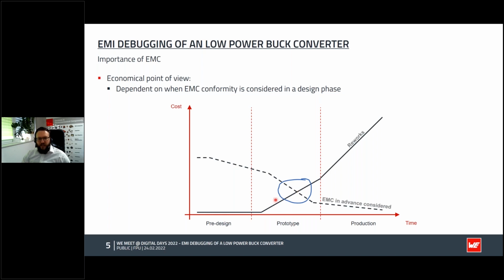But in the end, there will be a crossover point where, in the final production, when EMC is considered in advance, there will be cost savings. Because when you have a complete design, and then you go to the EMC test, and in the end you have to put in filters, common-mode chokes, grounding, housing, and so on, the rework costs will dramatically increase, and so will the overall cost. This is why it's really worth taking your time to think about EMI.